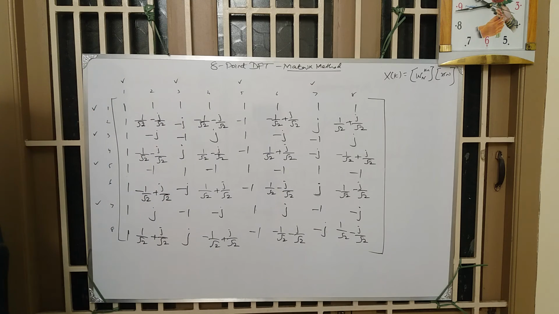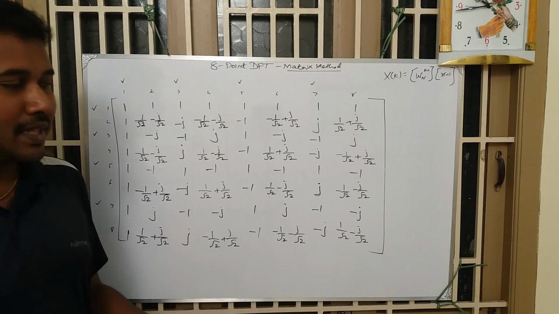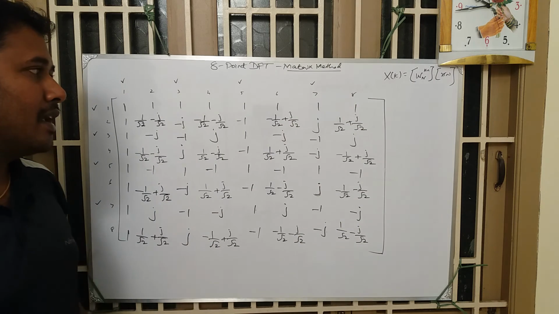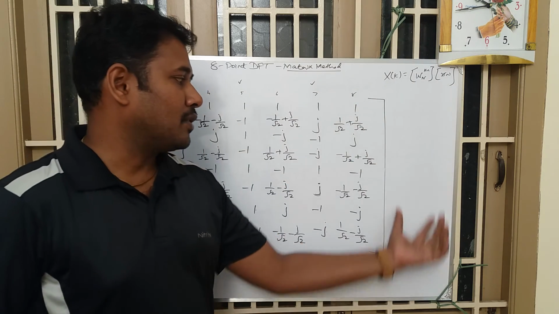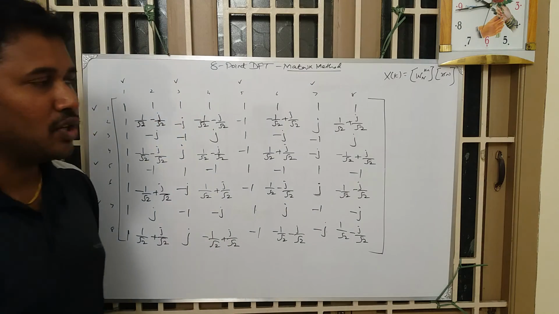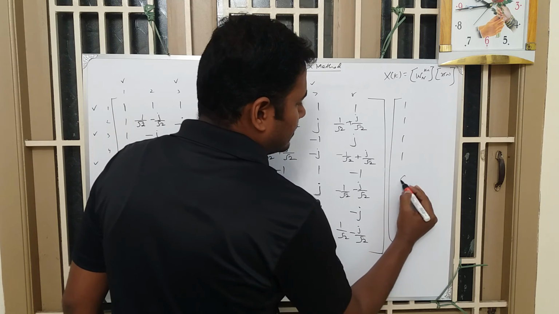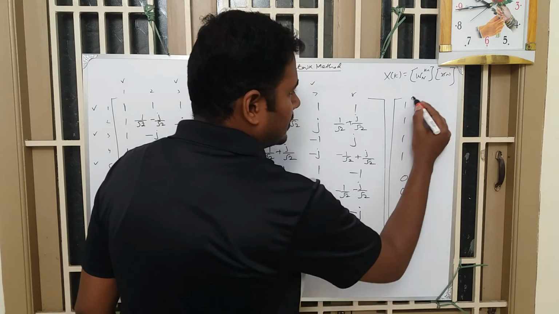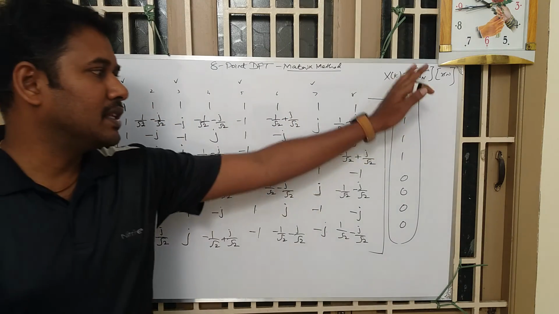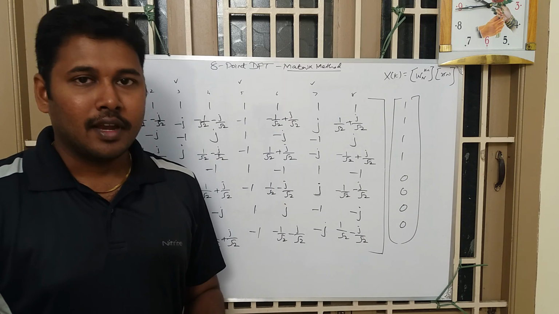That's it. So in this method, you can easily remember all the 64 values, that is 8 rows and 8 column values, without any issues. And if you multiply the x(n) values in matrix form, you will get X(k) directly. For example, if x(n) is given as 1 1 1 1 0 0 0 0, just multiply this matrix with the x(n) value and you will get X(k) directly. And thank you for watching.